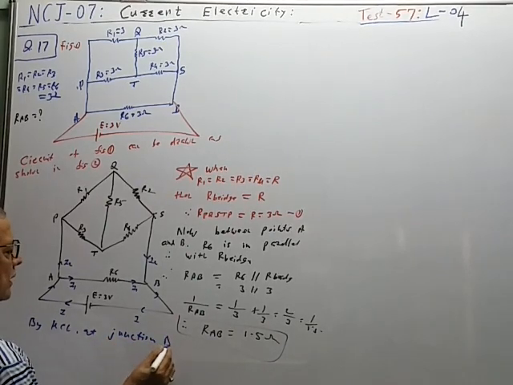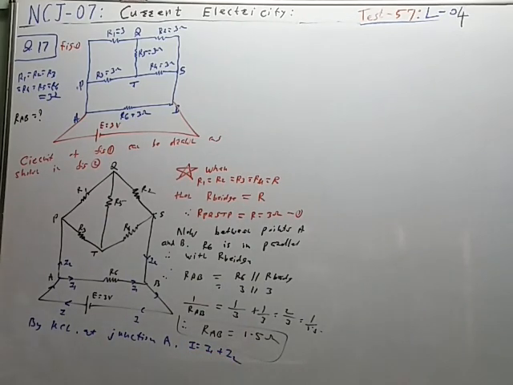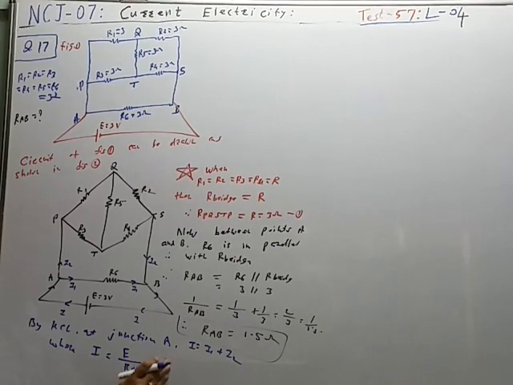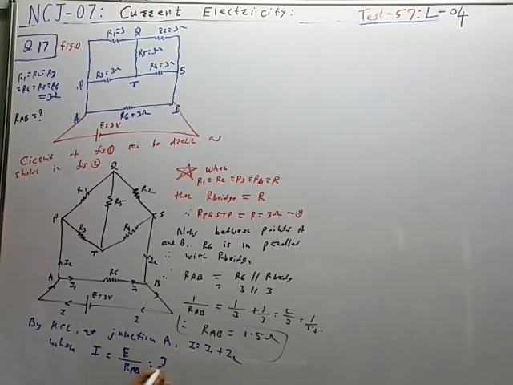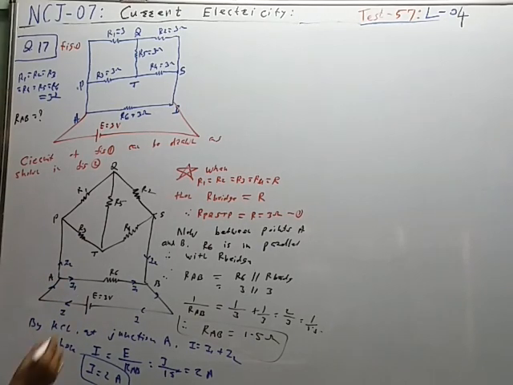By KCL, at junction A, I is equal to I1 plus I2, where I is equal to E upon total resistance between the points A and B. So 3 volt upon 1.5. So total current supplied is equal to 2 ampere. Now this current is divided into the two parts I1 and I2. आता I1 and I2 चं रिलेशन आपल्याला कळते मग.